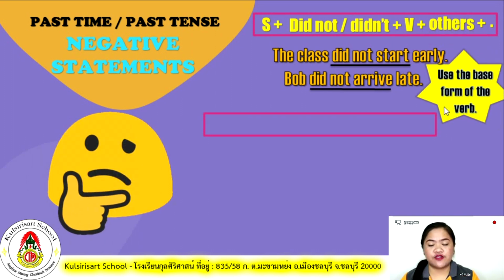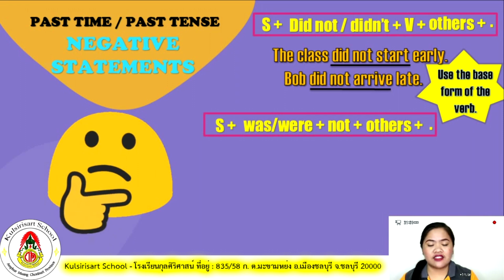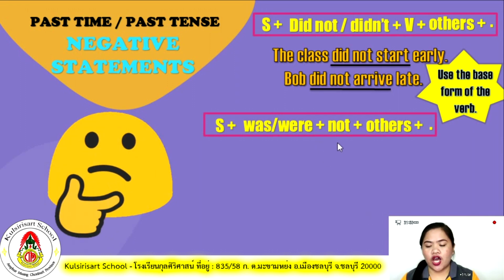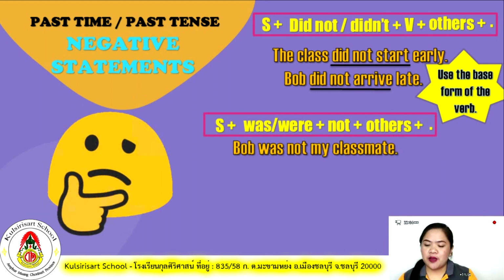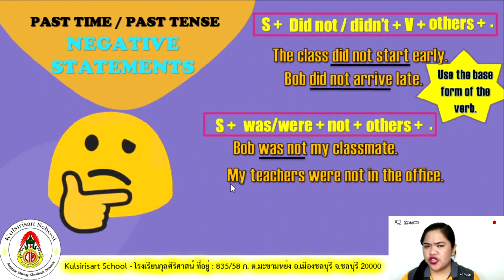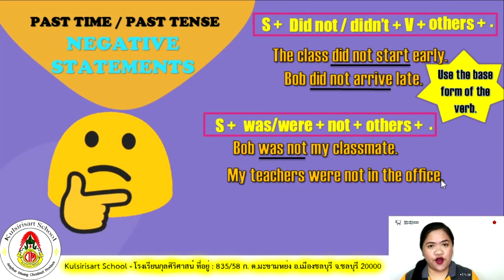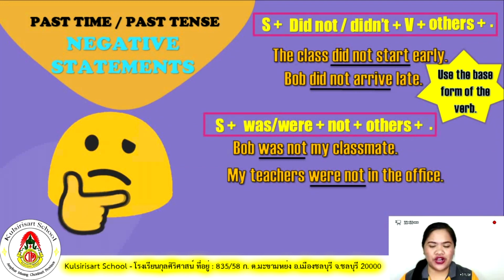Next, the next formula, subject plus was or were plus not plus others, and don't forget your full stop. Okay? Bob was not my classmate. Next, my teachers were not in the office. So when the subject is plural, we use were plus not plus in the office. We have here the were not as the negative word.